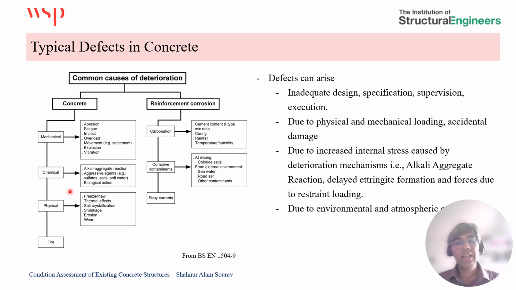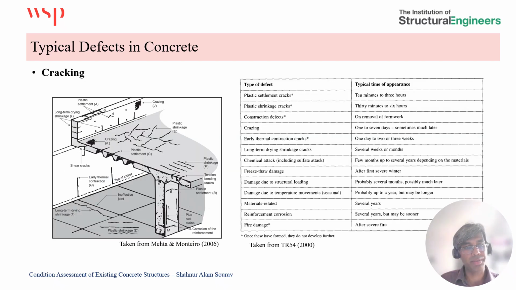But not only that, defects can arise from other varieties of reasons. So, for example, it can arise due to inadequate design or specification, or lack of supervision, or improper execution of concrete or the reinforcement within the structures. So I possibly already talked about the physical and mechanical loading, accidental loading. There is also internal stress which is caused by chemical deterioration process, and also when the structure is exposed to different types of environmental and atmospheric exposure conditions.